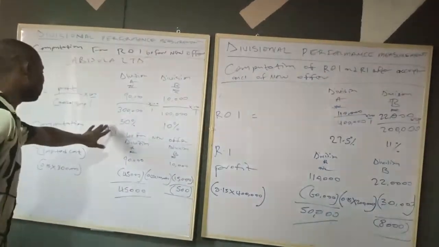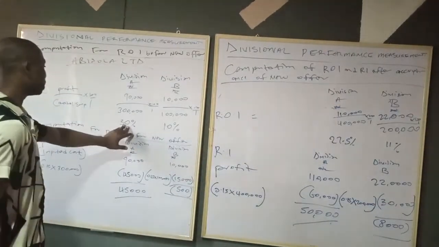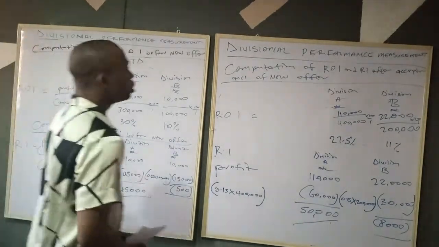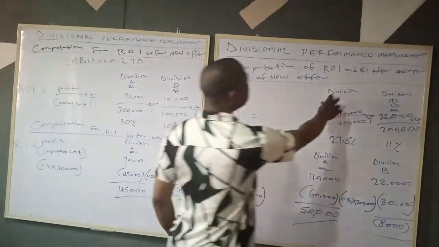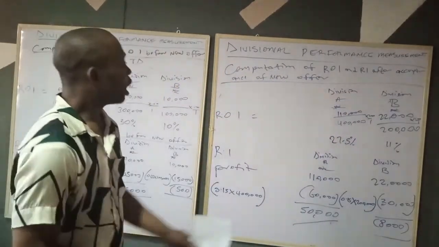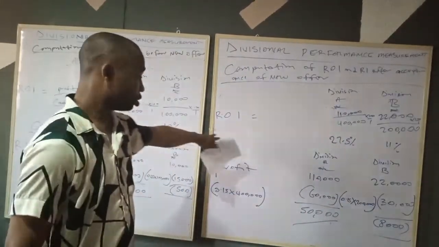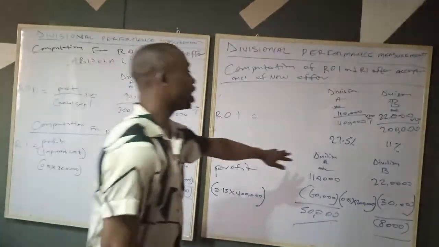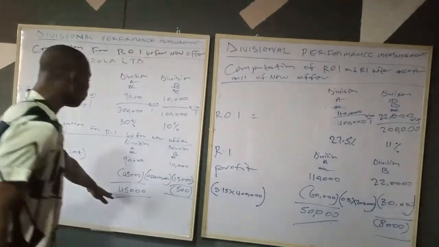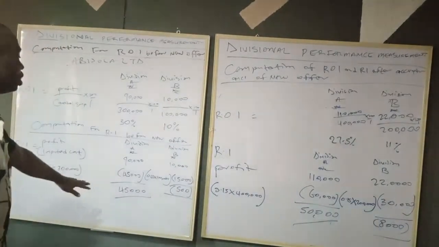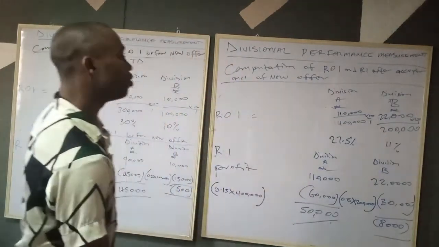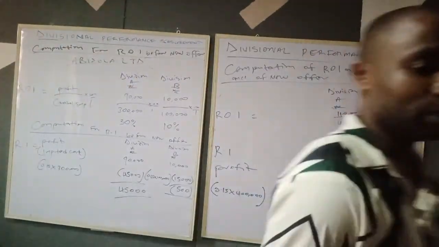This is the return on investment for both divisions before the new offer is being taken up. And this is the return on investment for both divisions after the new offer is being taken up. And this is the residual income for both divisions before the new offer is being taken up. And this is the residual income for both divisions after the new offer is being taken.